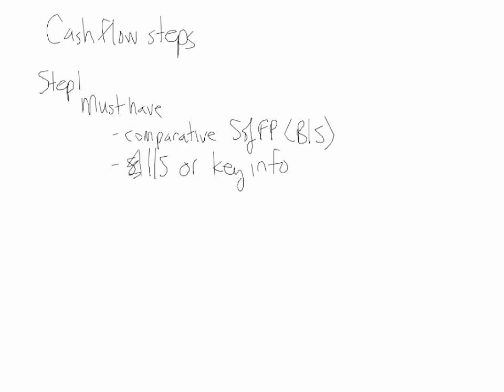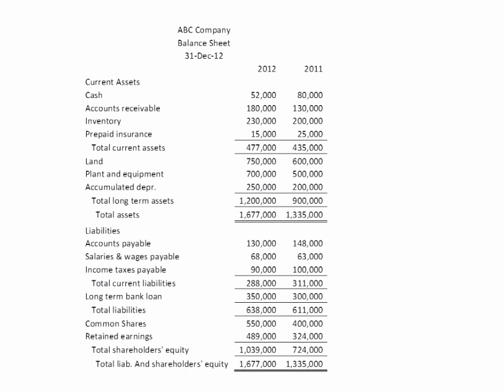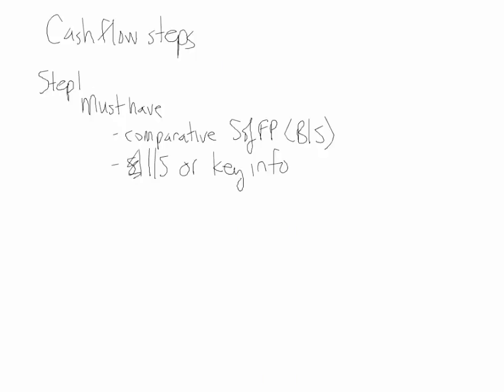So let's flip forward. Here we have ABC. I've got an income statement, so that's perfect. I also have a balance sheet, also called a statement of financial position. So I'm good. I've got what I need to begin.